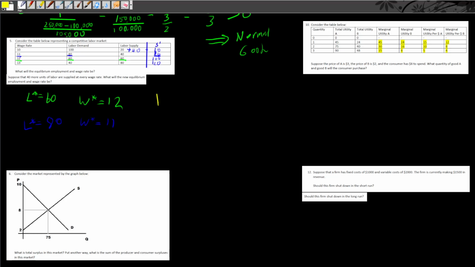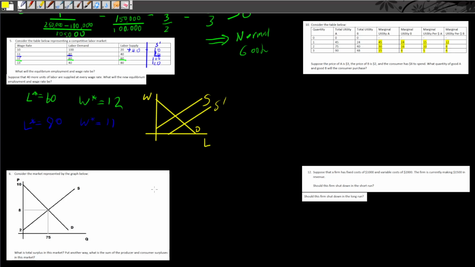So I always like taking this back to the graph. Whenever we've got a labor market, price becomes wage and quantity becomes labor. We still have our normal downward sloping demand curve, upward sloping supply curve. And here we have an outward shift in the supply curve, S prime.